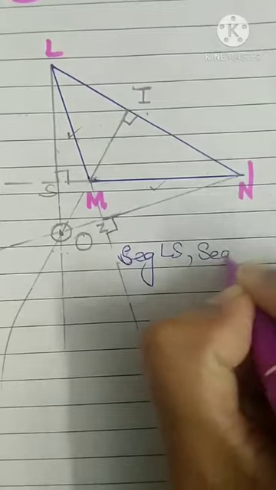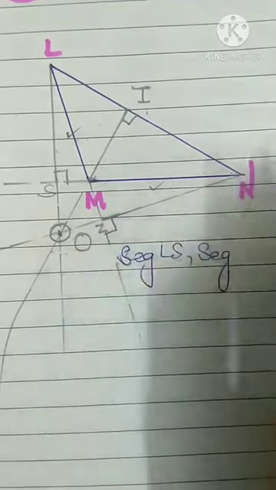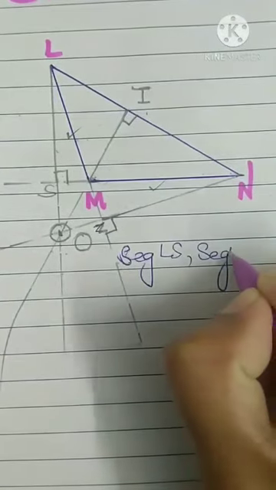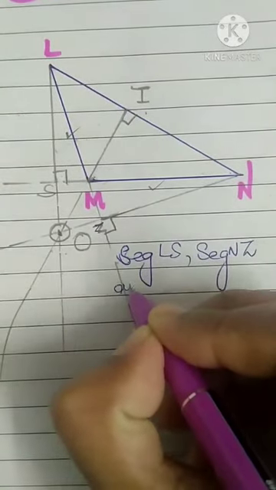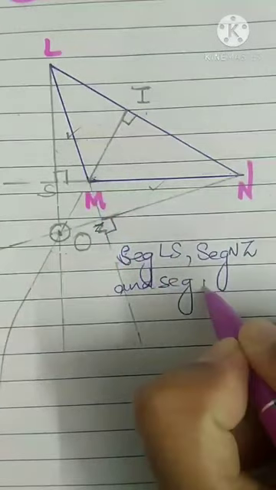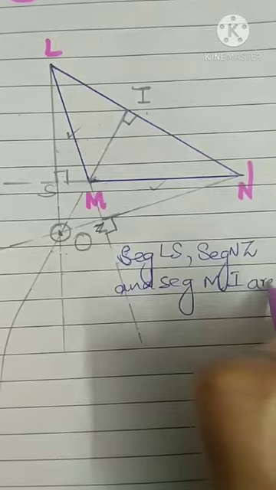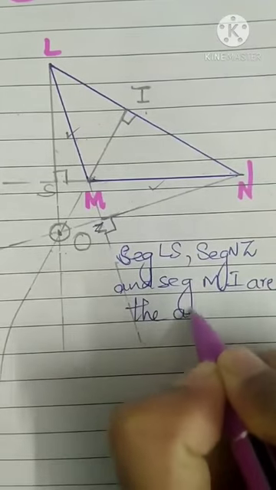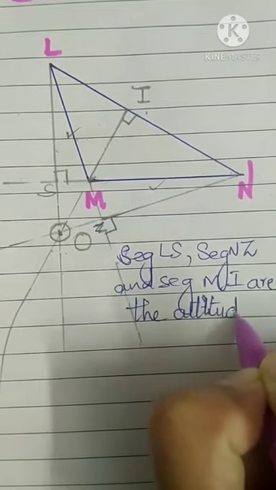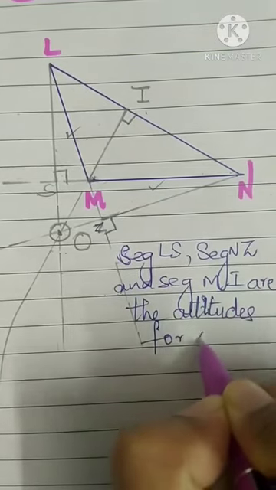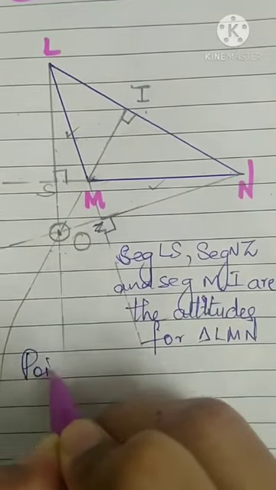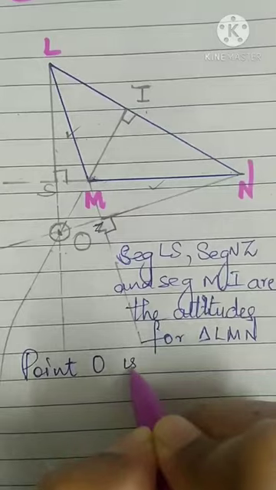segment NZ, and segment, start with the vertex always, MI, are the altitudes for triangle LMN. Point O is the orthocenter.